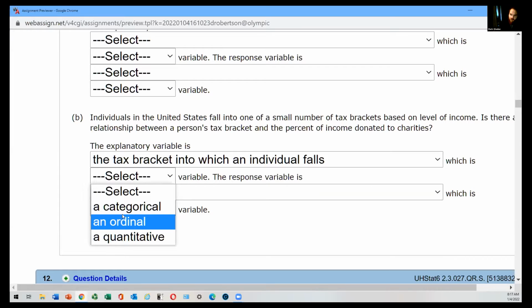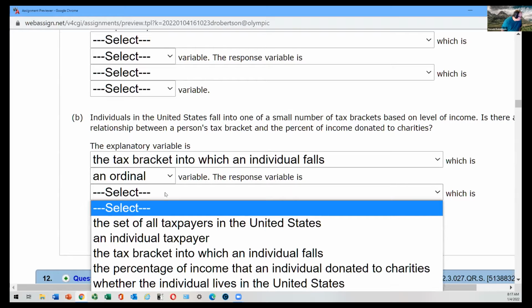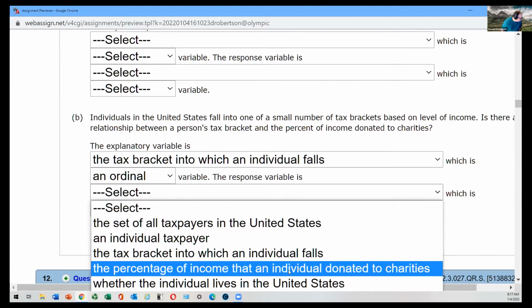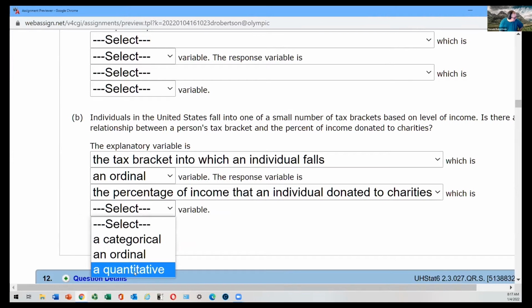Ordinal? Would you agree that you're in, I don't know what they call them, tax band A or tax band 1, but don't you go A, B, C, D, highest at the top and lowest at the bottom? So sometimes the answer is ordinal, not just categorical. The response variable is how much they donate to charities, right? So the percentage of their income that they donate to charities. They might donate 1% or 10%, right? It's a number. And because it's a number, does it not make it quantitative?